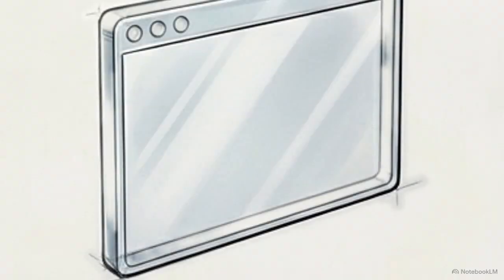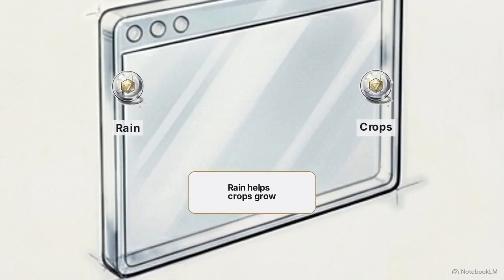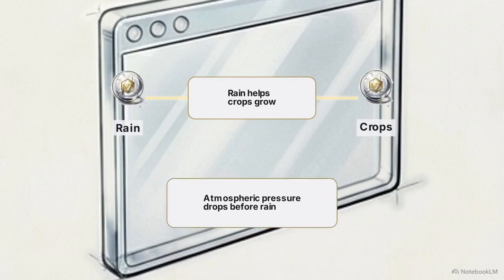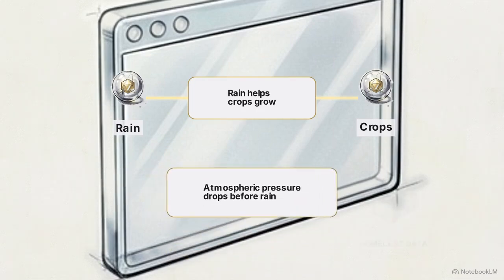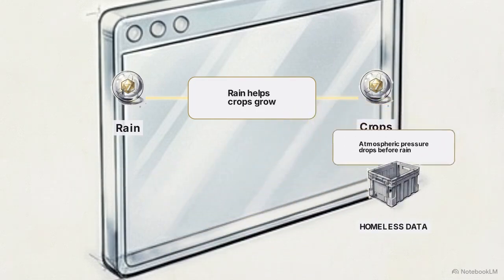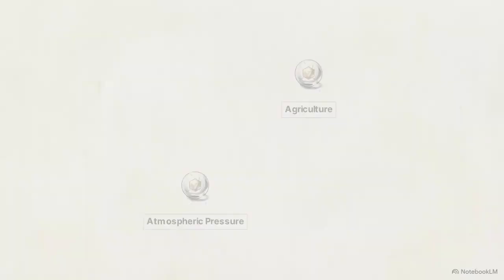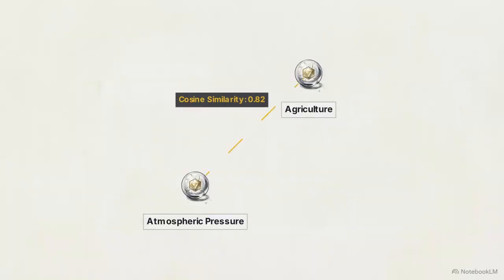The second primitive is the place. Views are saved only when connected to current understanding. The view "rain helps crops grow" bridges existing rain and crops nodes. But atmospheric pressure finds no anchor, so it's diverted to a homeless data bin. Homeless data indicates that the language model's current structural footprint is not yet large enough to contextualize that specific piece of information. Vector space calculates a similarity of 0.82 between pressure and agriculture, confirming proximity but lacking causal understanding.